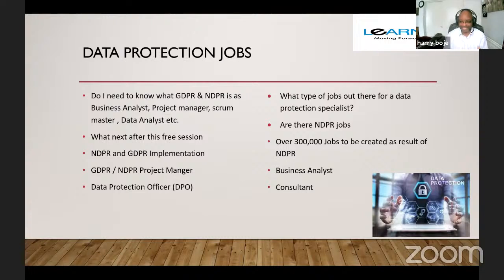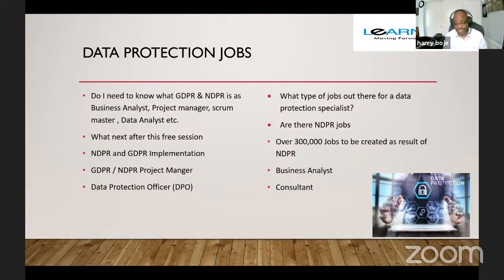Data analyst, again. If you can hold your GDPR hat or your NDPR hat and you're a data analyst, then you will know that you don't need to share those data. You don't need to process those data that you're collecting unlawfully. Okay.